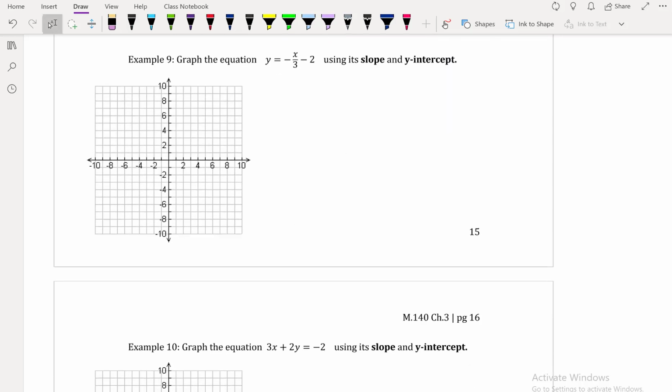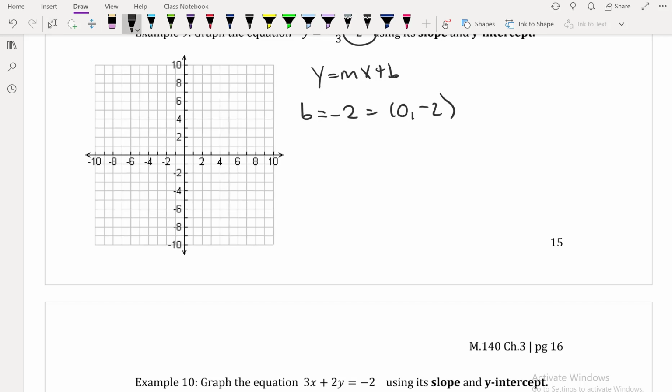For example number 9, we also want to graph this equation. So we know that when we have y is equal to mx plus b, that we have our b value. So b is equal to negative 2. So my y-intercept is 0, negative 2. So on this graph, 0, negative 2, that is my y-intercept.